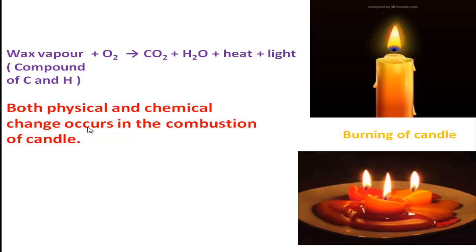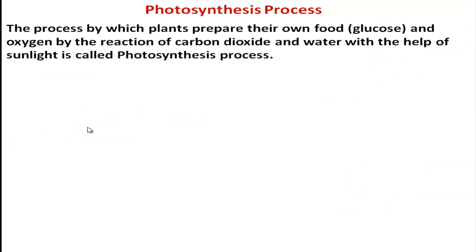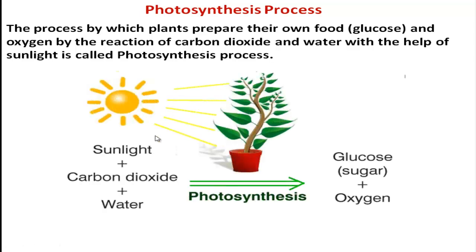Now we will learn about the photosynthesis process. Photosynthesis is the process by which plants prepare their own food. What type of food? Glucose. So plants prepare their own food, glucose and oxygen, by the reaction of carbon dioxide and water with the help of sunlight, and this is called the photosynthesis process. That means this is the process of plants by which they prepare their food.